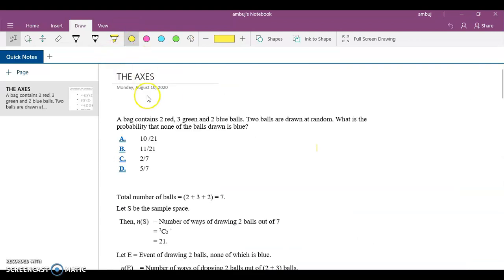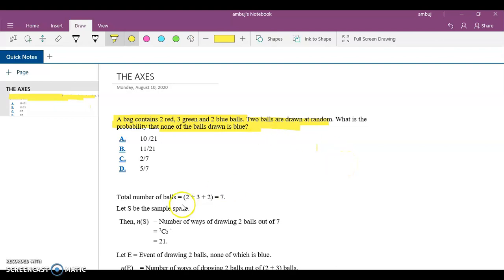Let me take a marker. So, just read out the question. The question is, a bag contains 2 red, 3 green and 2 blue balls. Now, if 2 balls are drawn at random, what is the probability that none of the balls are blue? So the question says that you have a bag that consists of 2 red balls, 3 green balls and 2 blue balls. So in total you have 7 balls. So what is the probability that none of the balls drawn is blue? That is, if you are taking balls out, none of them should be blue.